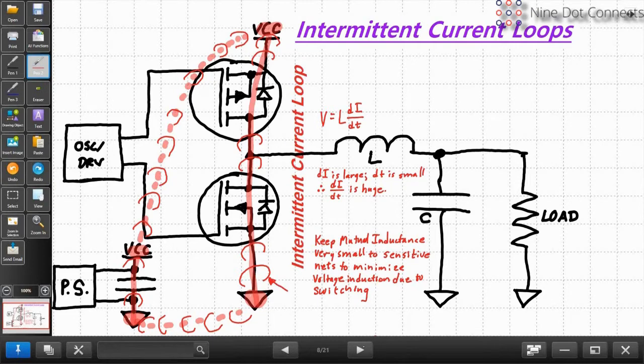It's very important, if you're going to do that, to try to make sure that diodes turn off as quickly as possible.